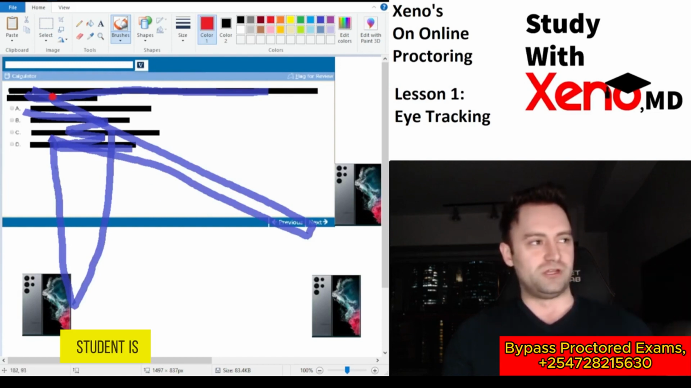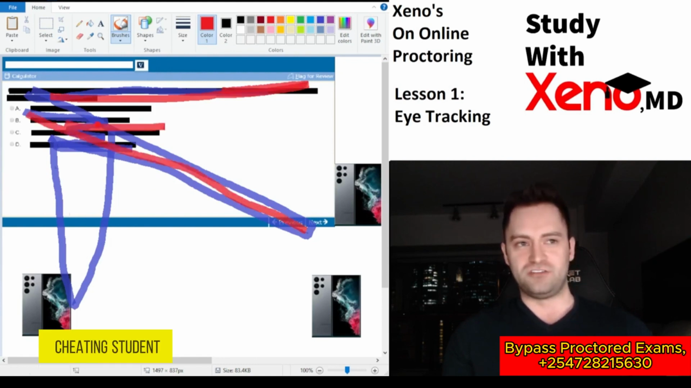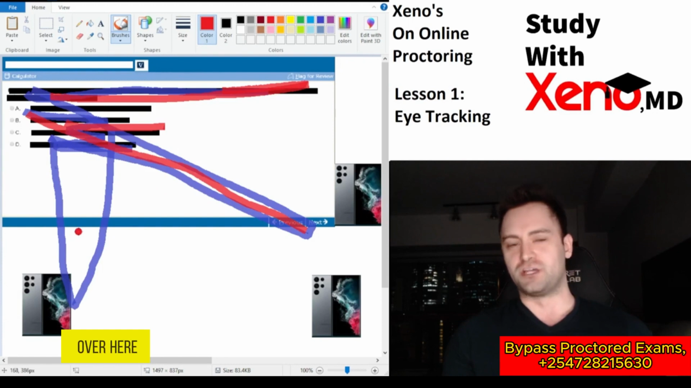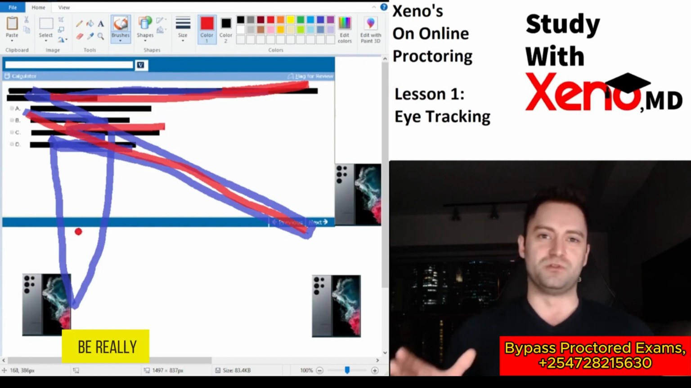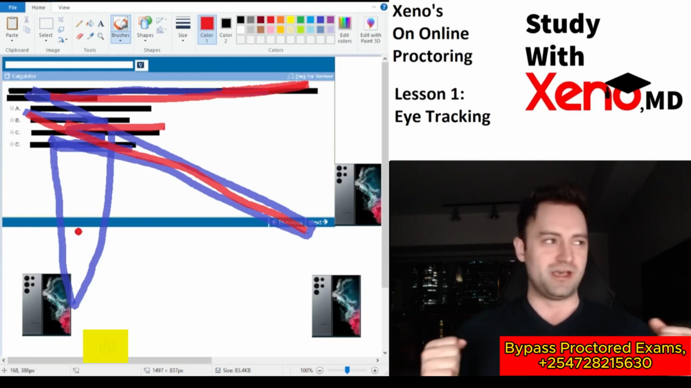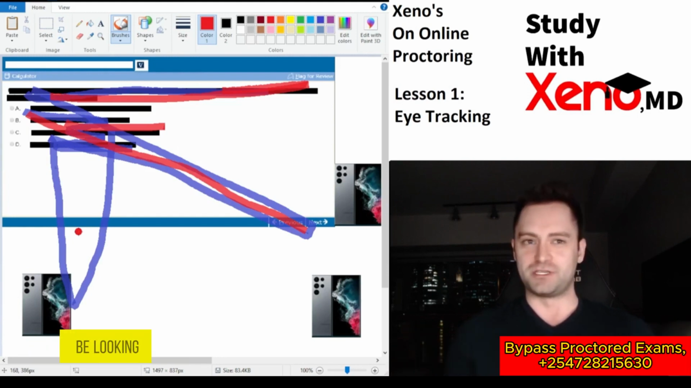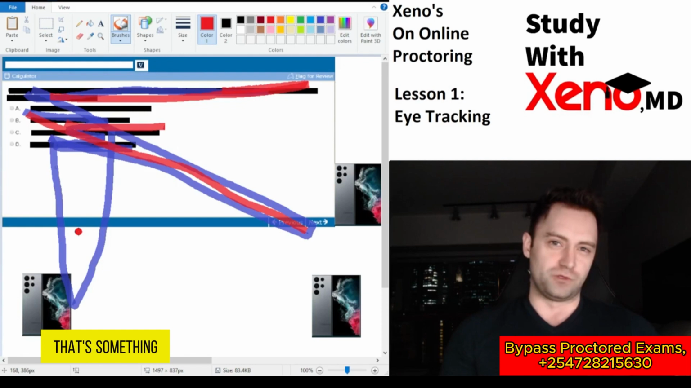The normal student is just going here, here, and then down here, but the cheating student has this extra leg over here. And so that's how it can be really easy to tell that person is clearly looking somewhere that they should not be looking. And that's something you really want to pay a lot of mind to.